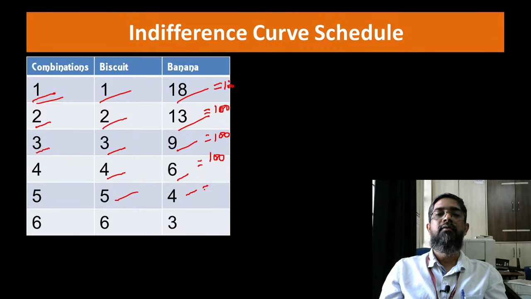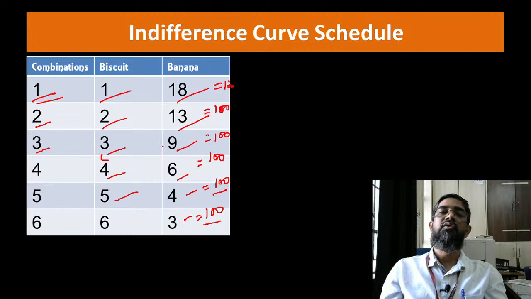And so on, you can see, right? So each combination, if you are choosing the first combination or the last combination, satisfaction remains the same, and if you plot the diagram for this, you will get an indifference curve. I can show you here.